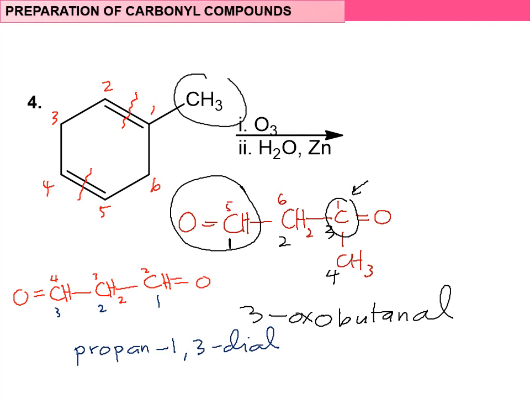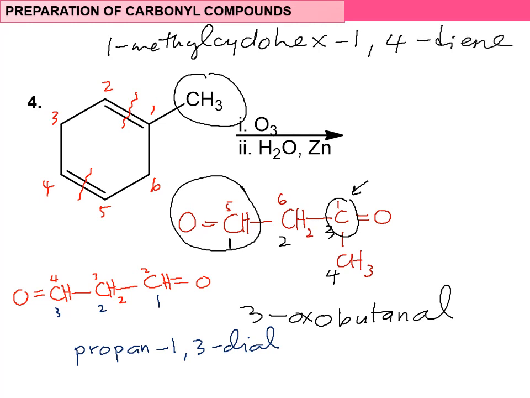Okay, this is 1-methylcyclohexa-1,4-diene. That's the name of the alkene. It's going to produce propane-1,3-diol and 3-oxobutanal.